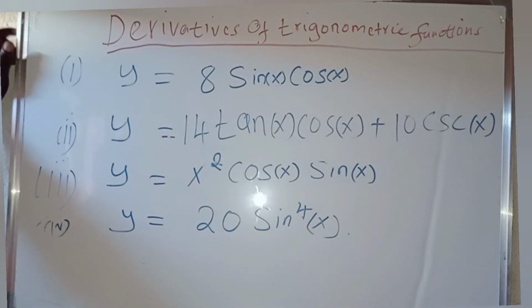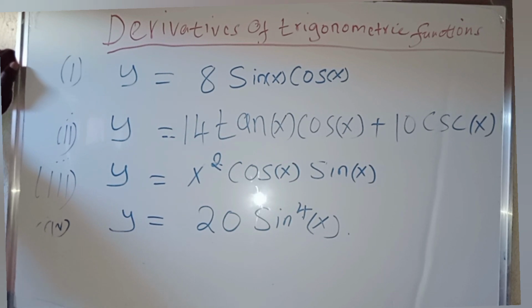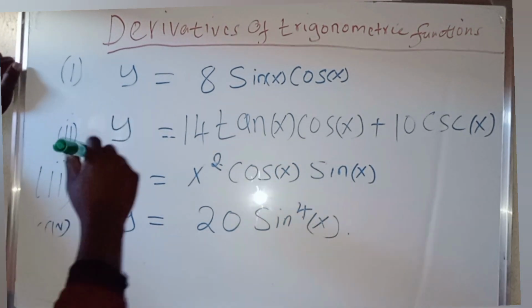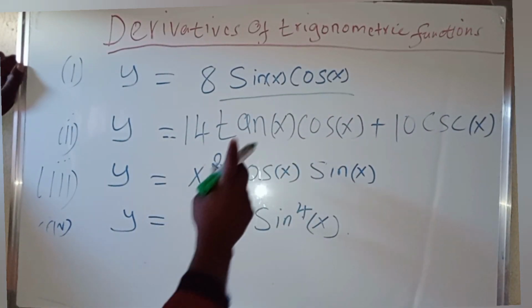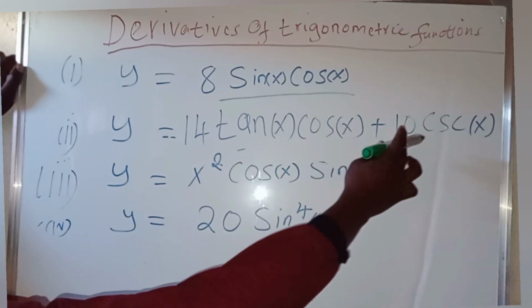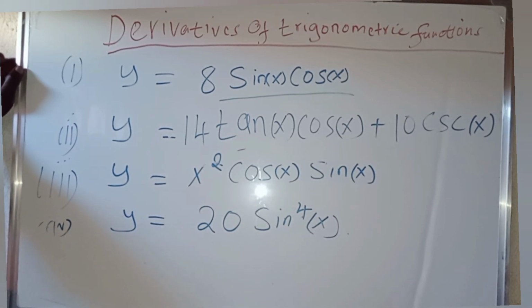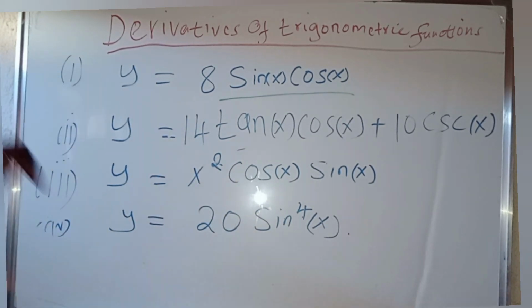Derivatives of trigonometric functions. So we will solve the following examples for you to understand how to differentiate trigonometric functions. Example 1, y is equals to 8 sine x cos x. Example 2, y is equals to 14 tan x cos x plus 10 cosec x. Example 3, y is equals to x squared cos x sin x. And finally, y is equals to 20 sine to the power 4x. So we will start by example 1, which is y is equals to 8 sine x cos x.